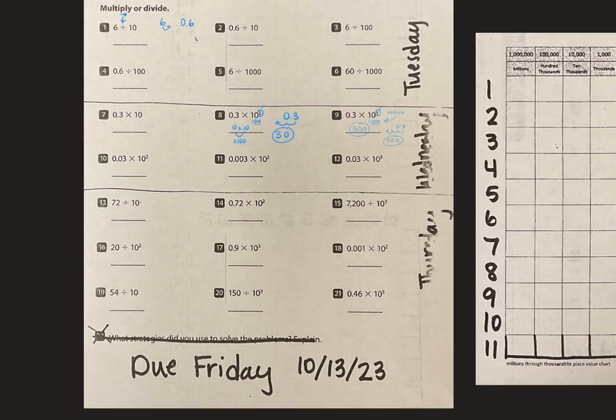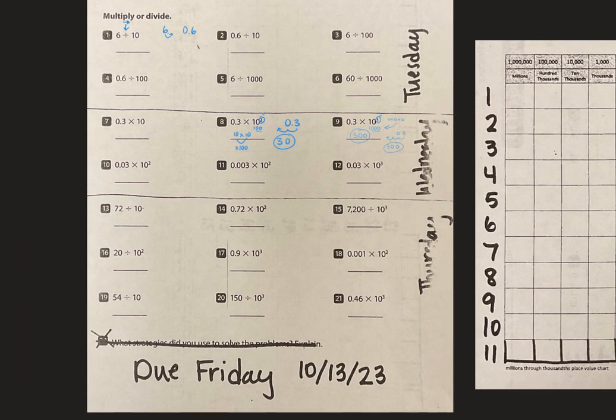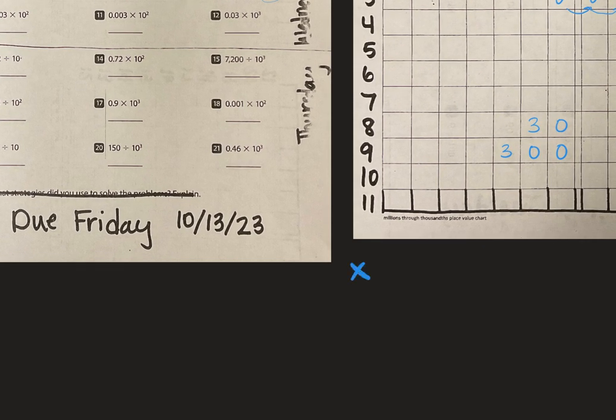And you guys are going to be able to work out the rest of these problems. Don't let the exponent scare you. Just remember that the exponent shows how many zeros we're really multiplying by, or how many spaces to the left or to the right we are moving. And always remember, if we are multiplying, that means we move that digit to the left. But if we are dividing, we move that digit to the right.